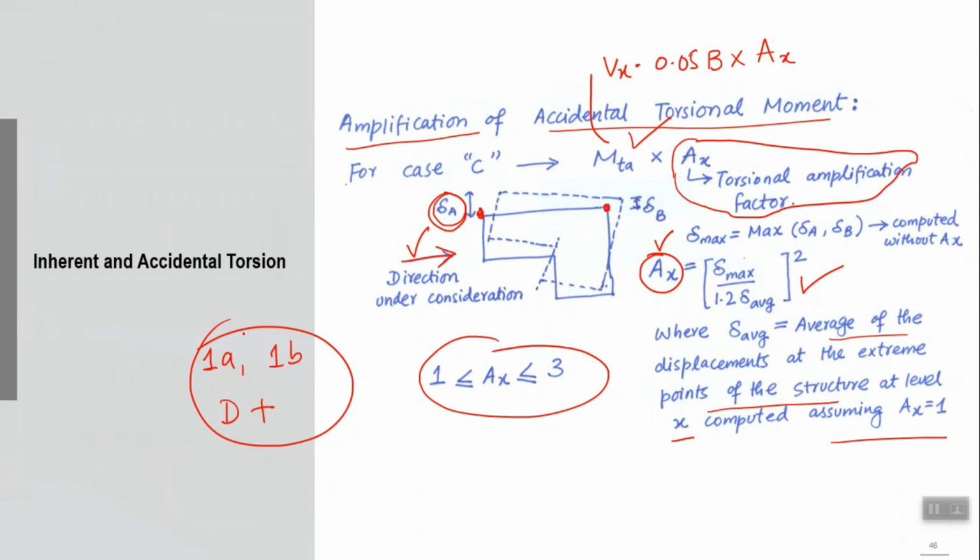In order to check whether you have that type 1A or 1B irregularity, please remember that there was a criterion for checking that also, and that criterion was also in terms of these delta A, delta B and delta average.